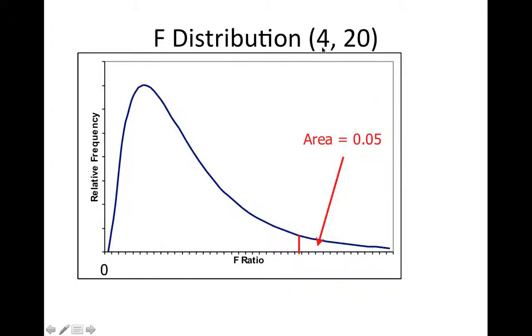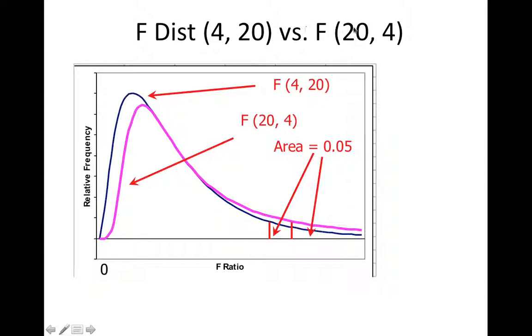An F distribution has degrees of freedom in the numerator and degrees of freedom in the denominator. Now, if you change those, you'll see that you get a slightly different curve. In this case, an F distribution with 4 and 20 is in blue, and an F distribution with 20 and 4 is in pink. You can see that they are different distributions, and that will change the area. That will change the values at which you would reject the null and values at which you would not. So there are different decision-making criteria based on where your degrees of freedom are.